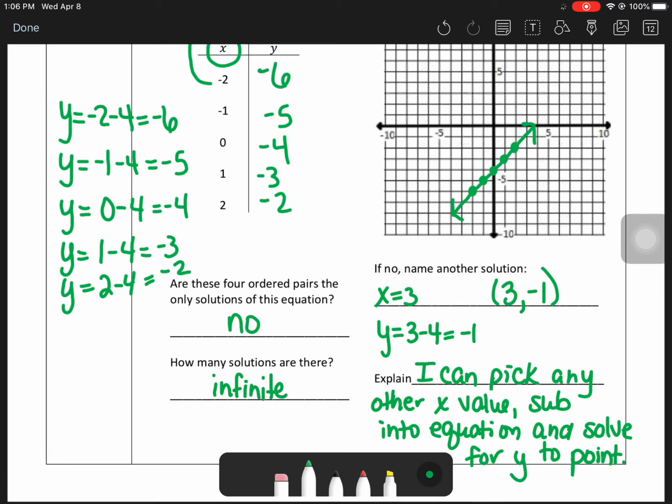And why are there infinite solutions? Because a line has infinite points.